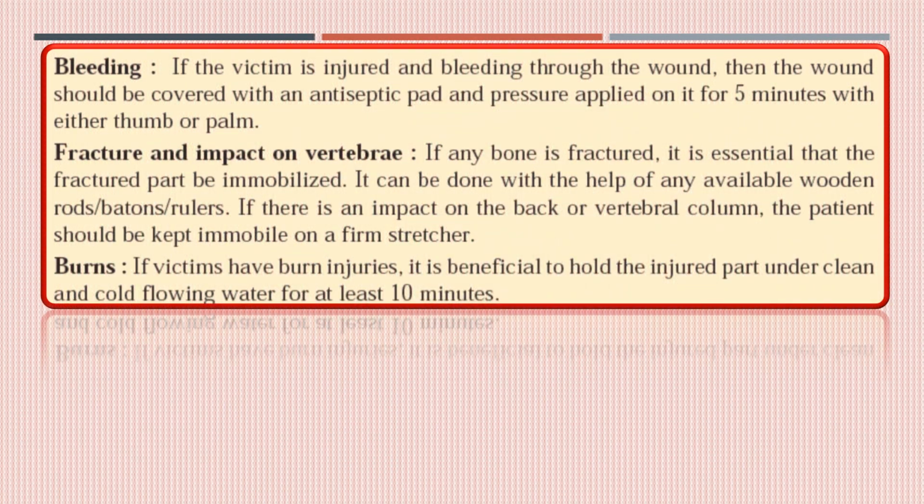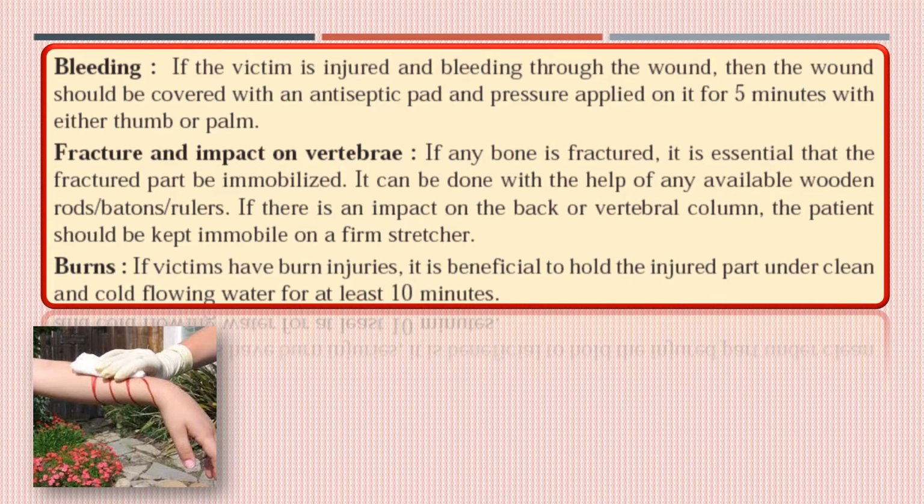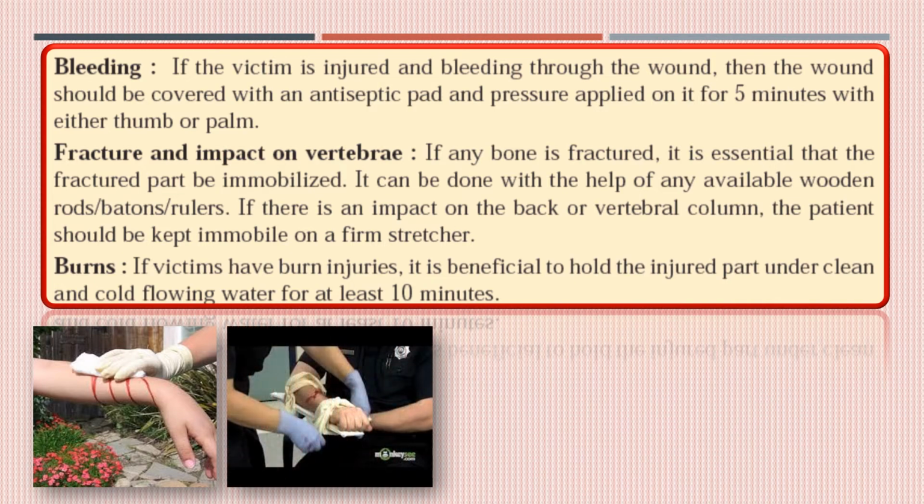Now, there are other situations like bleeding. If the victim is injured and bleeding through the wound, then the wound should be covered with a clean or antiseptic pad, and pressure should be applied on that wound for 5 minutes with either a thumb or the palm of your hand. Now, if the person has got a fracture, any bone is fractured, then it is necessary that the fractured part be immobilized. Immobilized means supported, so that a fracture is a breaking of a bone. So like in this picture we have the hand broken, there's a fracture. So a support is put there so that the hand doesn't move and it is immobilized.